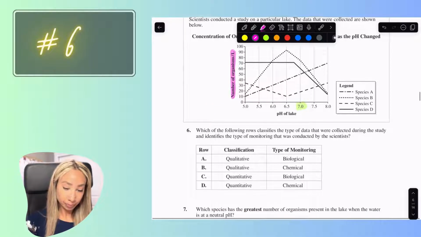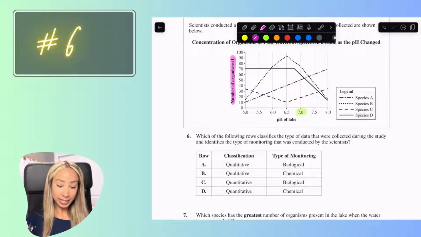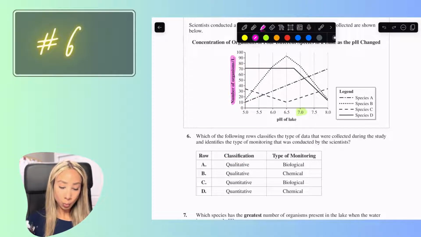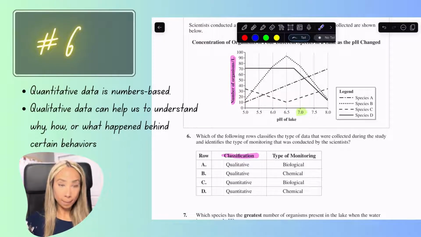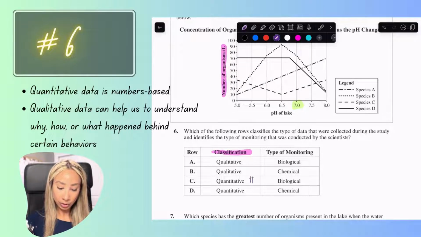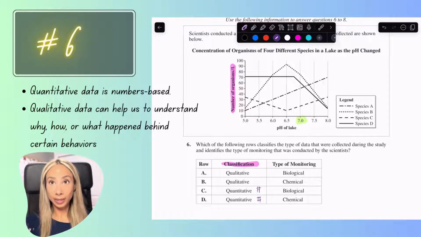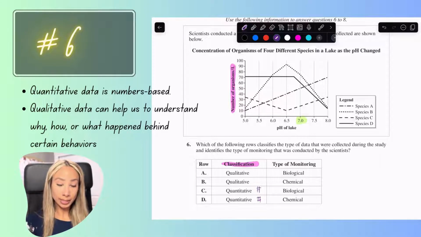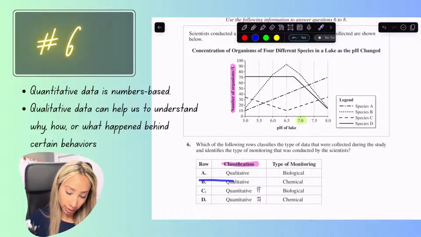So we want to know, out of these, what kind of information did we collect? So the first thing is the classification. We want to know if it was qualitative or quantitative. So if it is quantitative, that means we're actually collecting numbers. And if it's qualitative, you're looking at kind of basic information indicating the quality of something, okay? So for this one, we can see on our graph, we are definitely collecting numbers. So that means right away, I can cross off the qualitative ones right here.